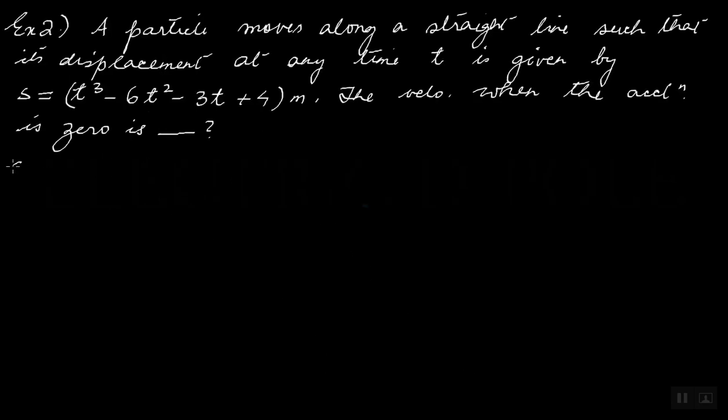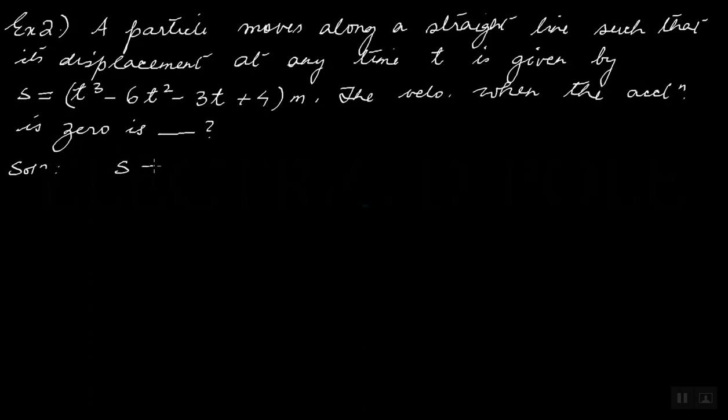Okay, now you have this question. The second exercise: a particle moves along a straight line such that its displacement at any time t is given by this. So this is the expression for the displacement, and the displacement is in meters. What is the velocity when the acceleration is 0? So from here what we need to do is find both velocity and acceleration, just like we did in the previous problem.